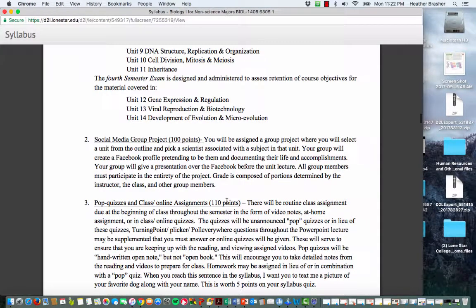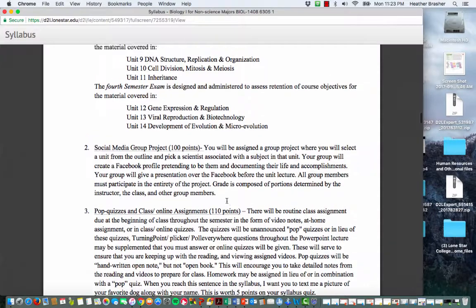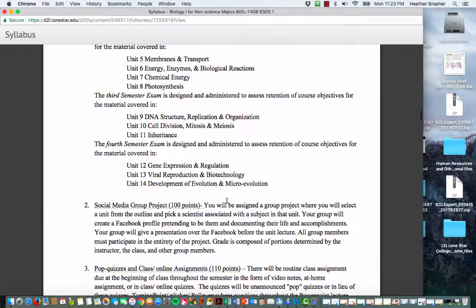So if they discovered something cool, you're going to post stuff showing them with their family. You're going to post stuff showing them at work. And you're going to update and teach us about their lives through Facebook updates, posts and pictures. And then the whole group in its entirety is going to present their scientist during the class period in which we're going to talk over the unit associated with their scientist.